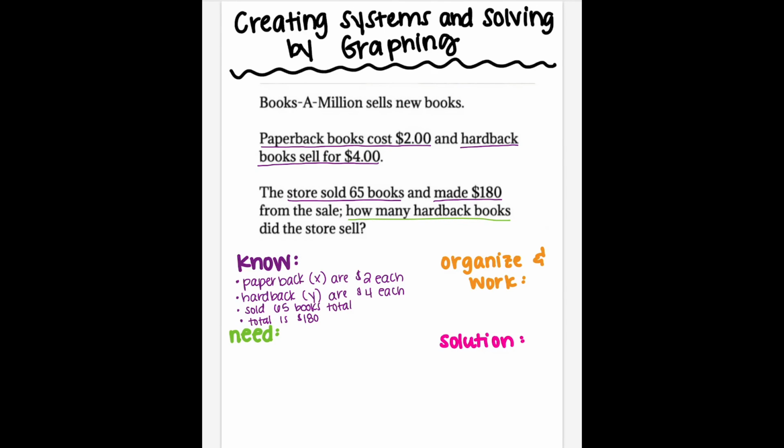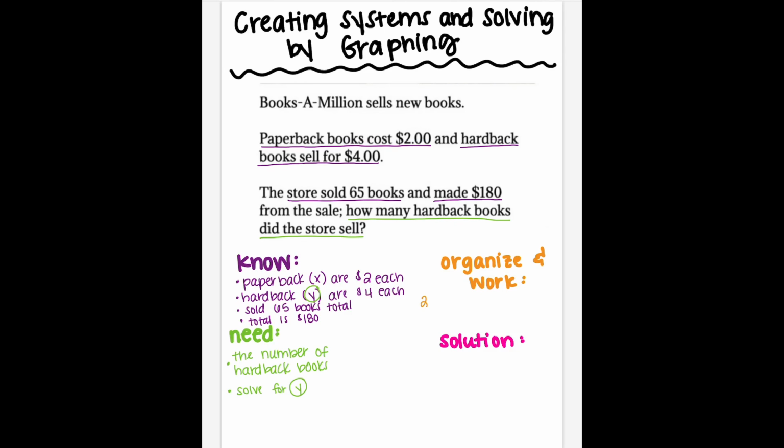Now, let's look at what we need to know. We need to know how many hardback books the store sold. So what is the number of hardback books? That's what we're looking for. And the number of hardback books, we identified that those are the Y variable. So we need to solve for Y. We need to find Y in our solution. Now let's organize and start solving this system.